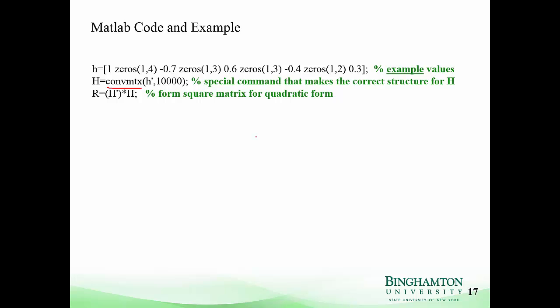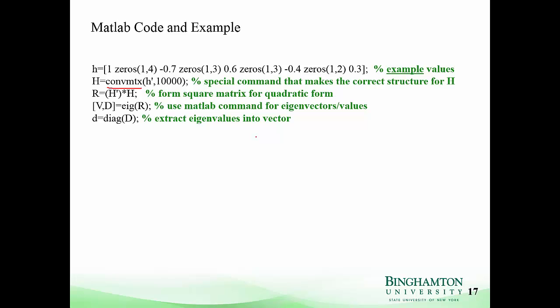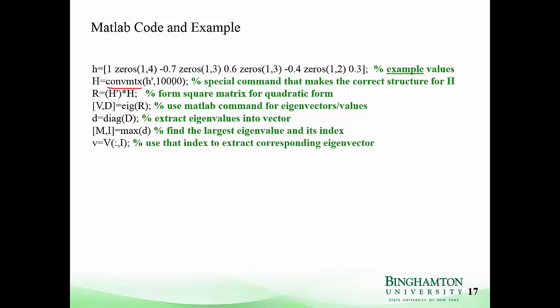Now I'm going to form my R matrix, and now I'm going to find the eigenvalues and eigenvectors of that. I'm going to extract the eigenvalues into a vector. I'm going to find the largest eigenvalue using the max command. Remember, this will extract the value of that maximum eigenvalue, and this will tell me where it is. So I then extract out of my matrix V, which has all the eigenvectors in it, the column that corresponds to the largest one.